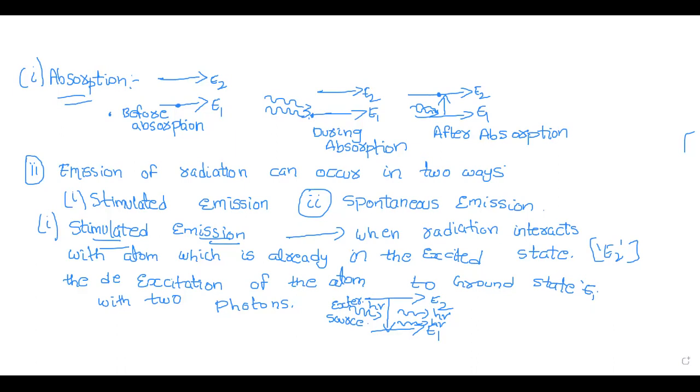When I say stimulated emission, the radiation is interacting with the matter which is already in the excited state. Then the de-excitation of the atom takes place to the ground state with two photons. While the atom is coming back to its original state, before that we expose this atom to an external source having the energy h nu. As the atom comes back to its original state, it will emit radiation with the energy h nu. Now the output we will observe is two photons.